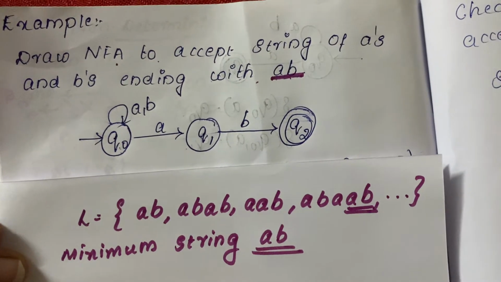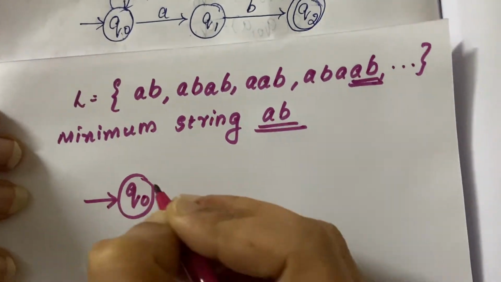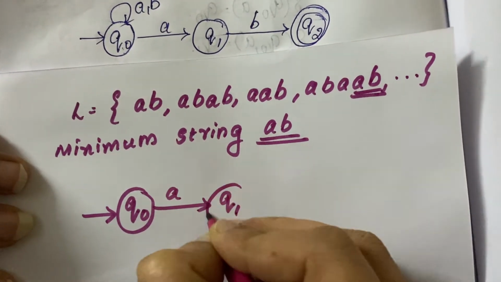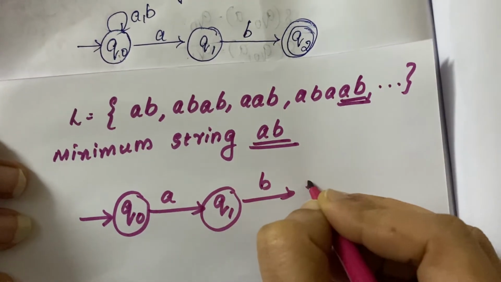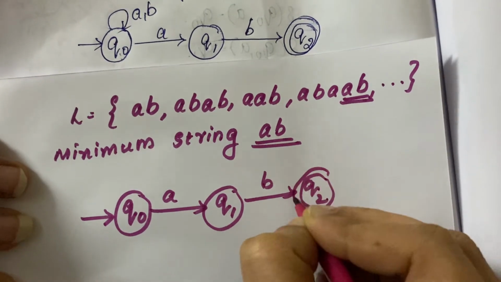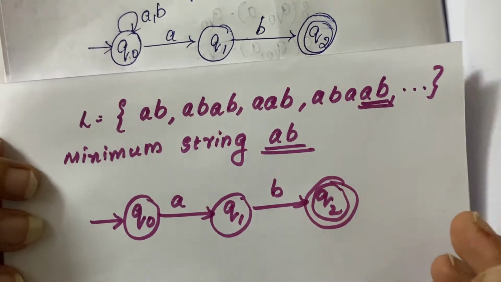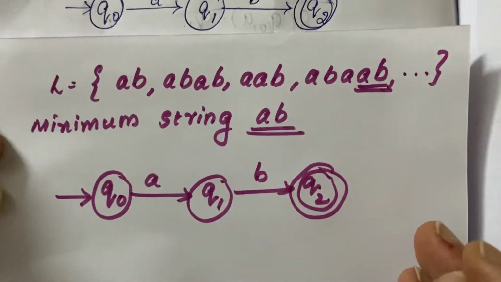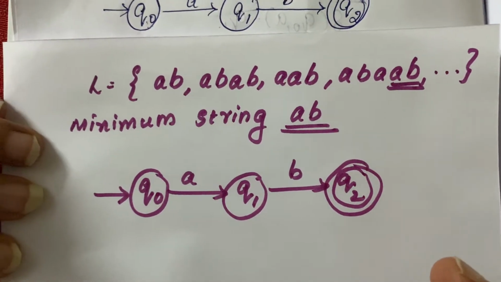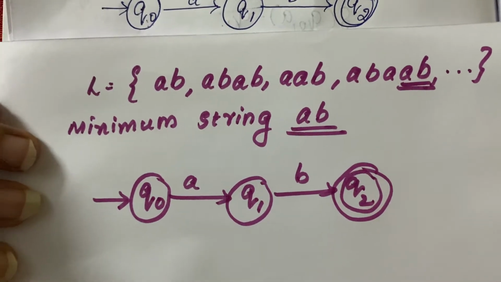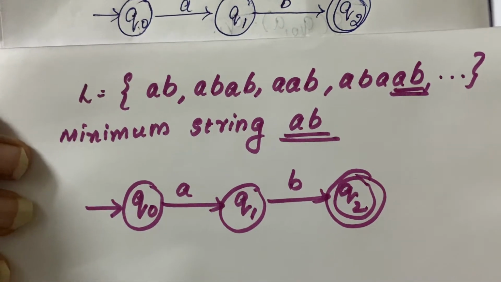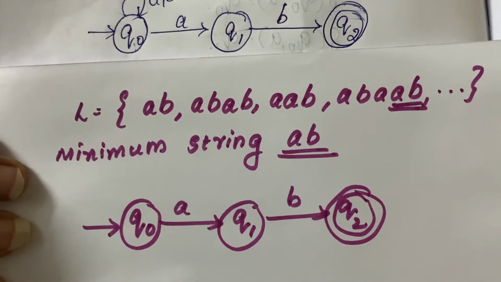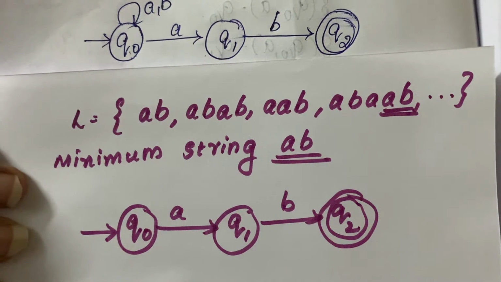First, Q0 will be the starting state. On accepting the input symbol A, it will go to Q1. On accepting B, it goes to the final state. You all know how to construct this structure because you have already studied it in the DFA. In NFA, as I told you, there will be more than one transition. In a DFA there is only a single transition, but in the case of NFA, on accepting a single input symbol you can have more than one transition, which I am going to show you now.